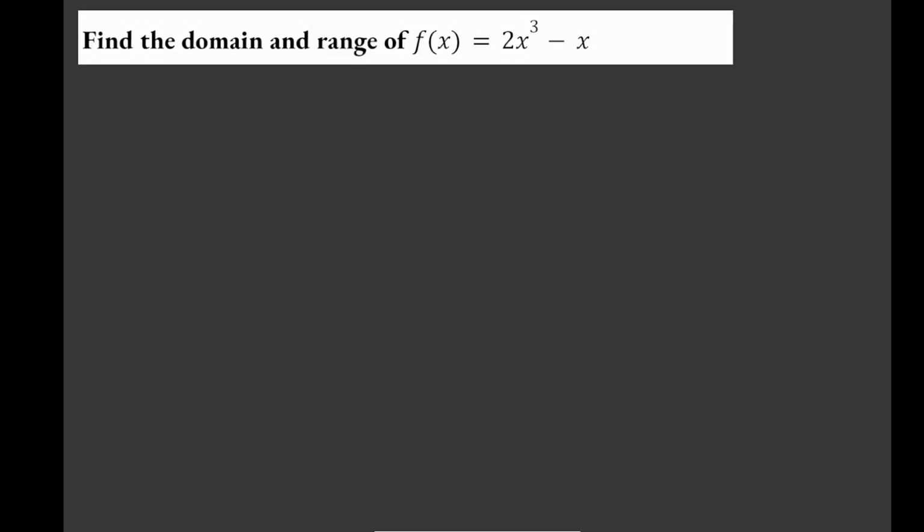So here we are asked to find the domain and range for a function, an equation, given as f of x equals 2x cubed minus x. Knowing the shape of the graph helps you to at least visualize where your input values are defined and what kind of output you will be getting.